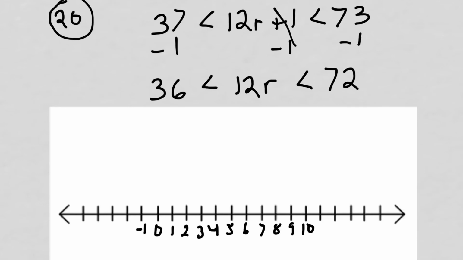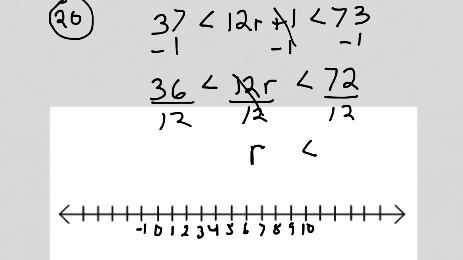Next step, pretty quick. I want to get R by itself. This is 12 times R, so I'm going to divide all three sections by 12. That leaves R by itself in the middle, less than 72 divided by 12, which is 6. 36 divided by 12 is going to leave you with 3.